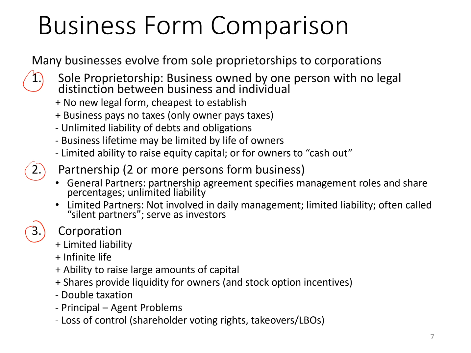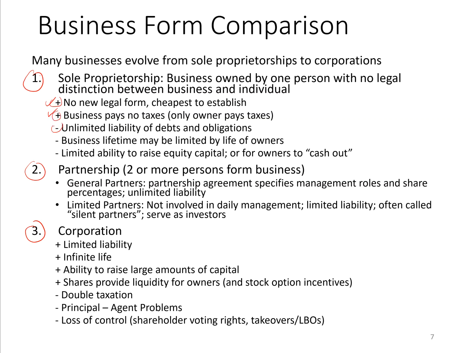The business is owned by one person with no legal distinction between the business and the individual. In other words, the individual borrows the money, the individual signs the contracts. So there's no new legal form. It's the cheapest organization to establish because of that. And the business pays no taxes, so there's no double taxation. All taxes just flow through the income or the tax forms of the individual that owns it.